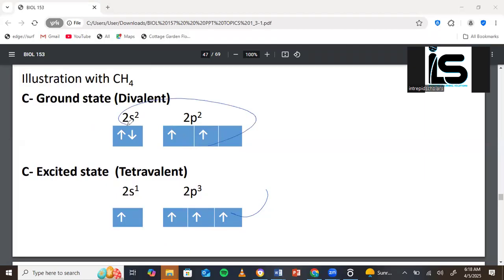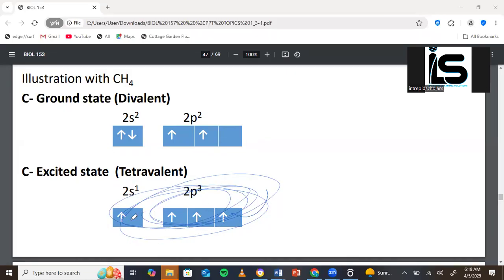Before the ground state would react, it has to undergo what we call excitation. Excitation is a very simple process. We promote one electron from the lower energy level to a higher energy level. So we have removed this electron and placed it here. It gives us four orbitals, this one, this one, this one, this one. Then we can mix all these four orbitals.